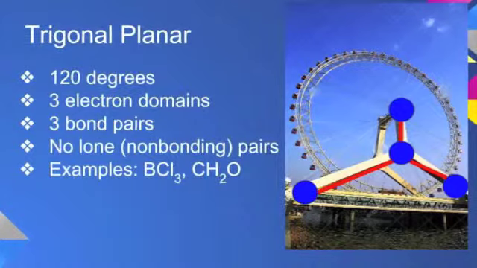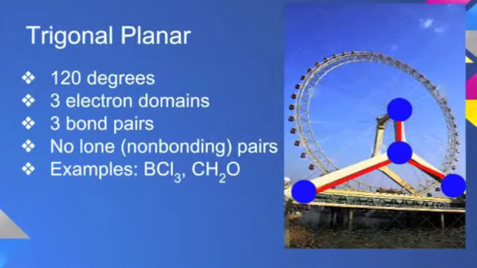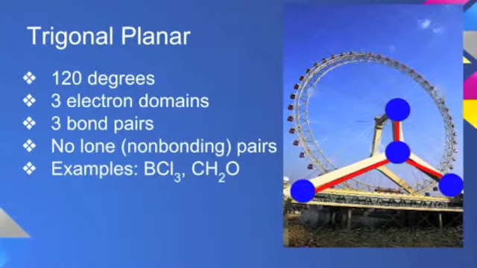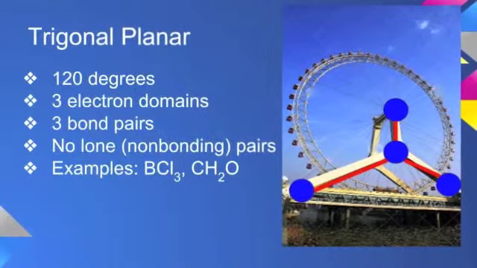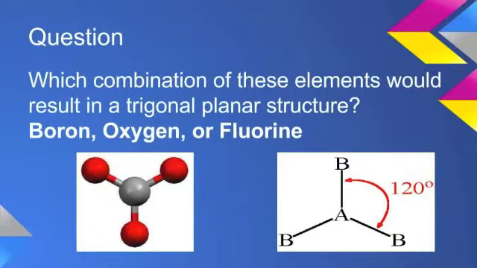Trigonal planar molecules have 120 degrees between each of the electron domains, because there are 3 bond pairs and no non-bonding pairs. Which combination of these following elements would result in a trigonal planar structure?